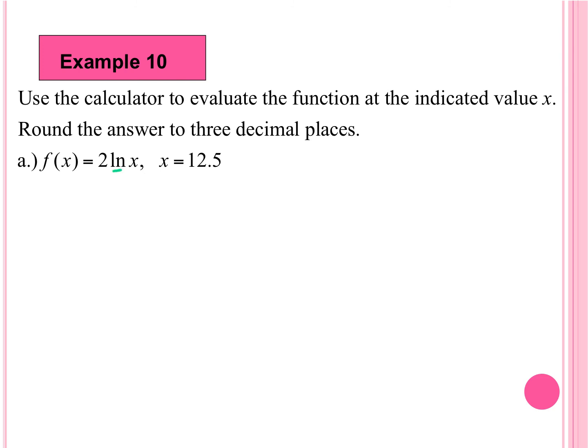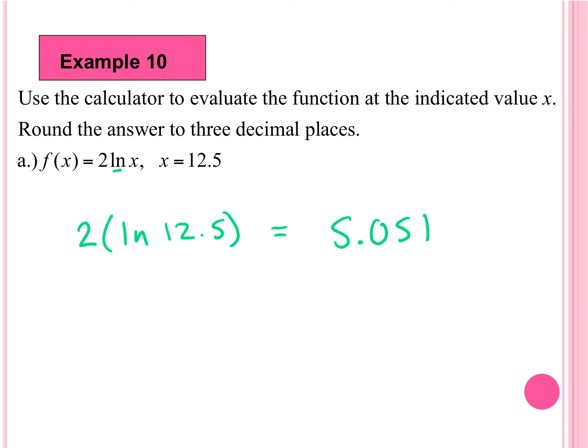Okay, so luckily for us, we have a button in our calculator that is ln. So here we would just put it into our calculator: 2 times the ln of 12.5. So first I would find the ln of 12.5, then just multiply it by 2. 5.051. That is not what I got.